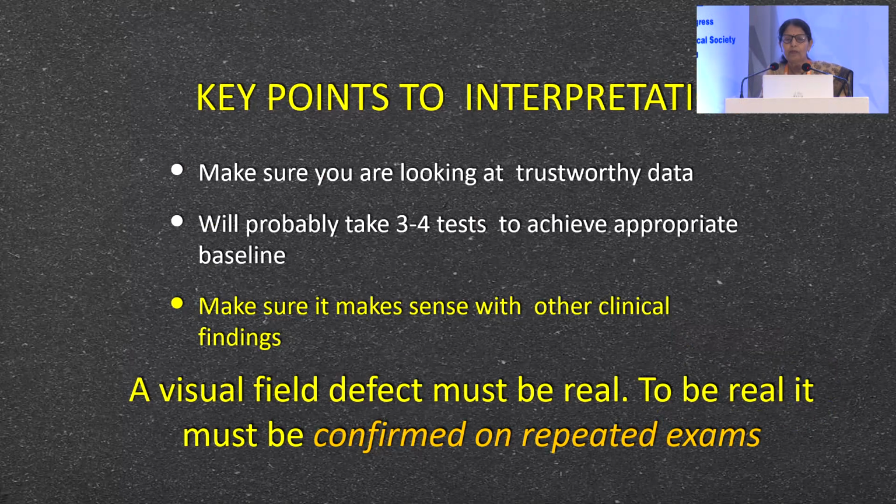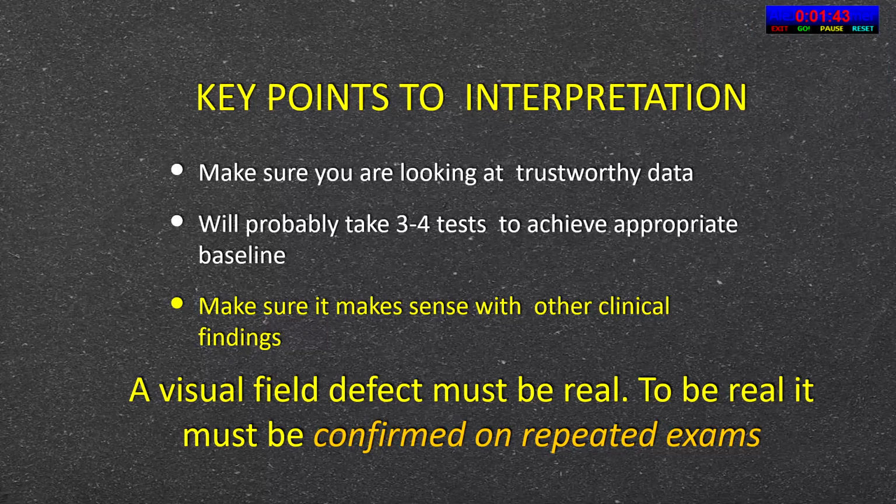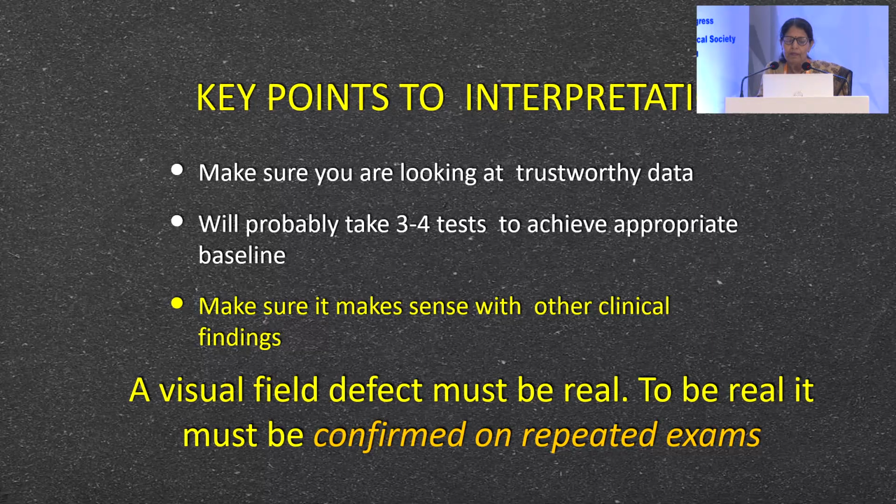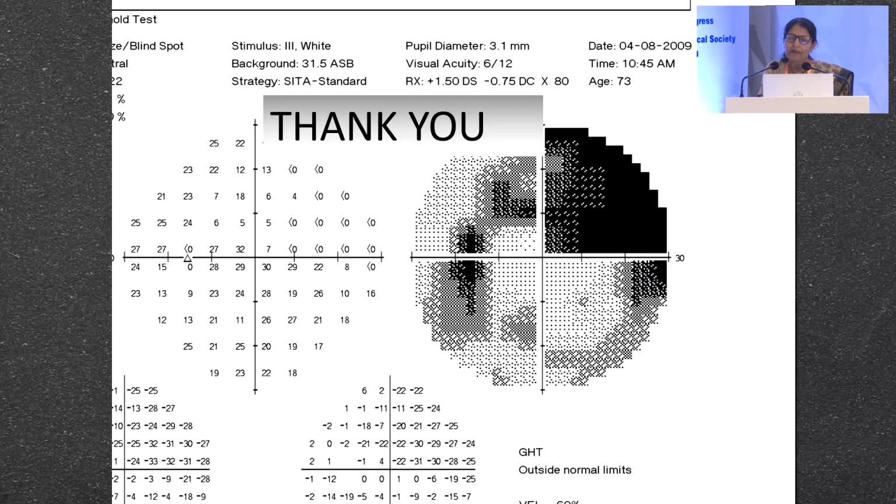So key notes: make sure you are looking at trustworthy data. It will probably take 2-3 tests to achieve the appropriate baseline. Make sure it makes sense with the other clinical findings. A visual defect must be real. To be real, it must be confirmed on a repeated test. Thank you. Thank you, ma'am.